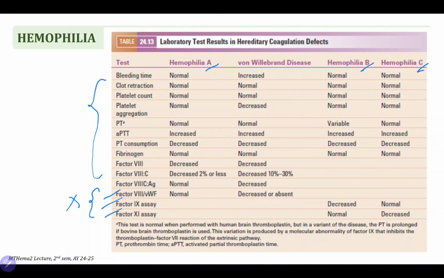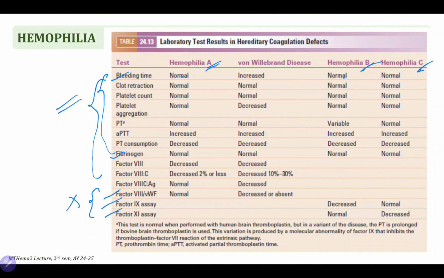Ayun. So, anong mapapansin nyo? From bleeding time down to the fibrinogen levels, itong part na to, all the results for hemophilia A, B, and C are just the same. Normal, normal, normal. Ayan. Increase, increase, increase. So, pag ito lang yung ginagamit na laboratory test, mahirap i-determine kung anong specific type of hemophilia. Pero usually, pag ganyan yung mga results, automatically, it is associated with hemophilia na.